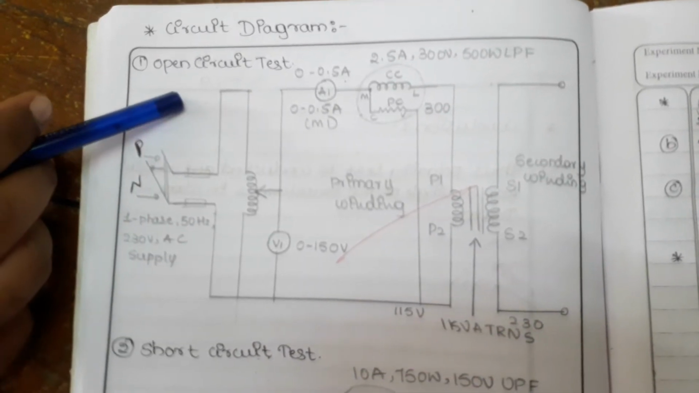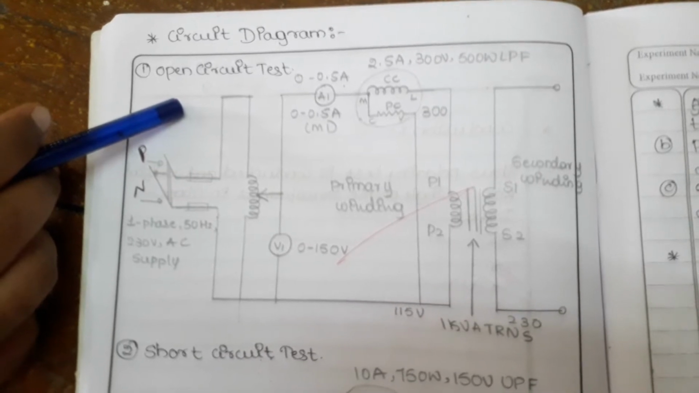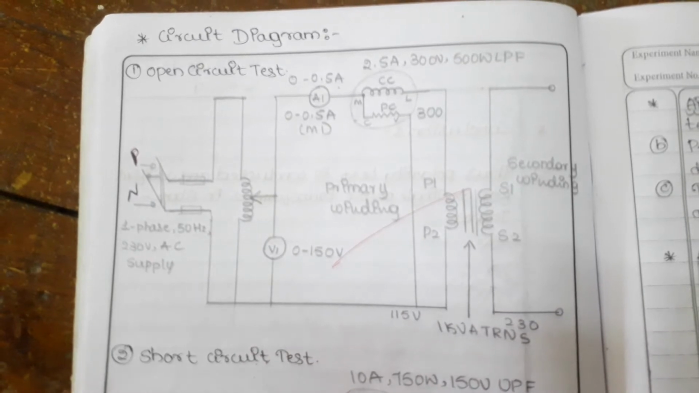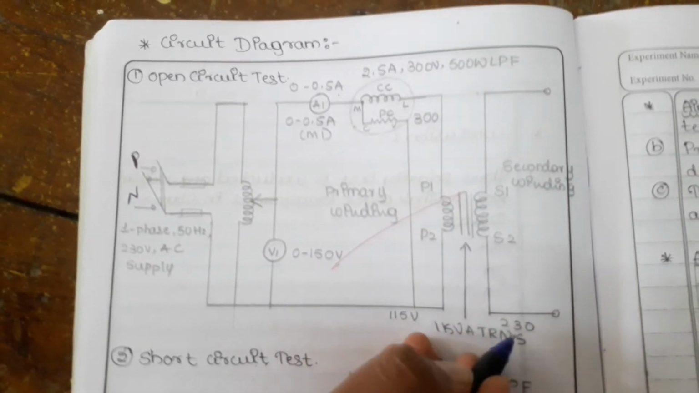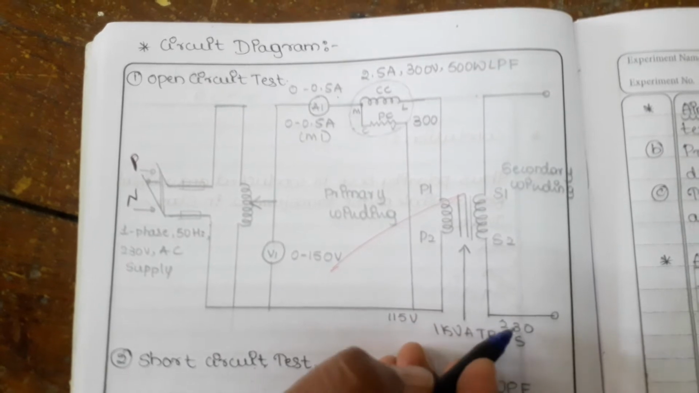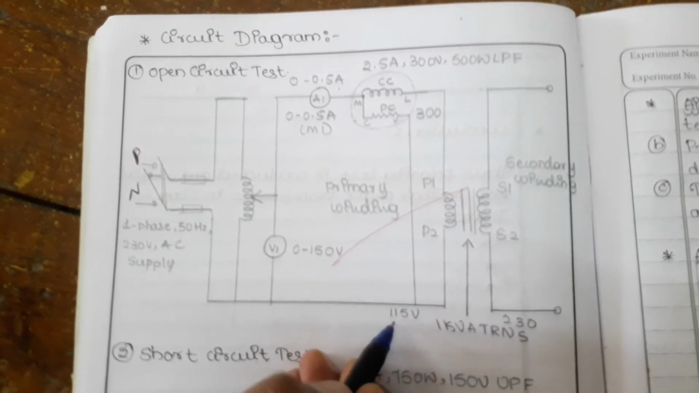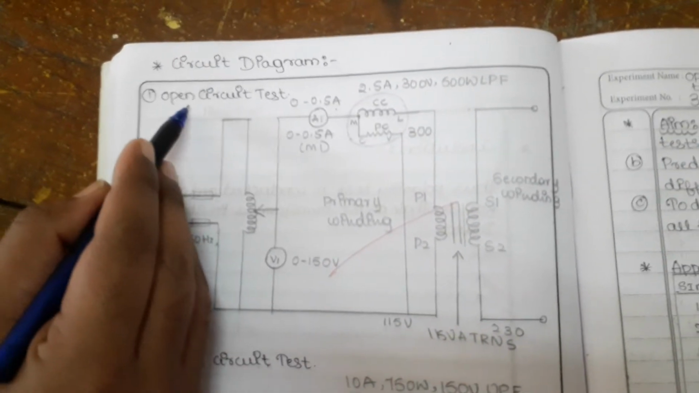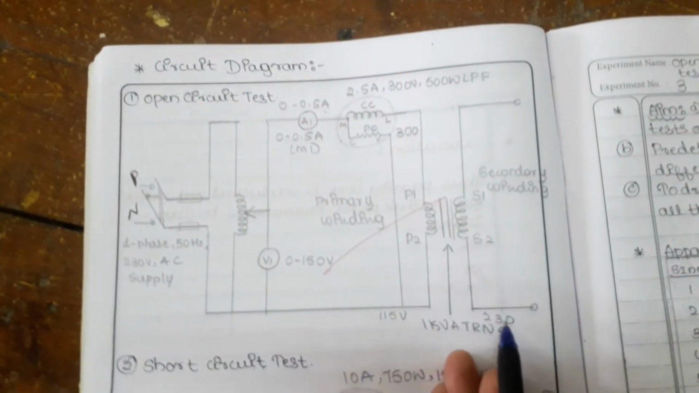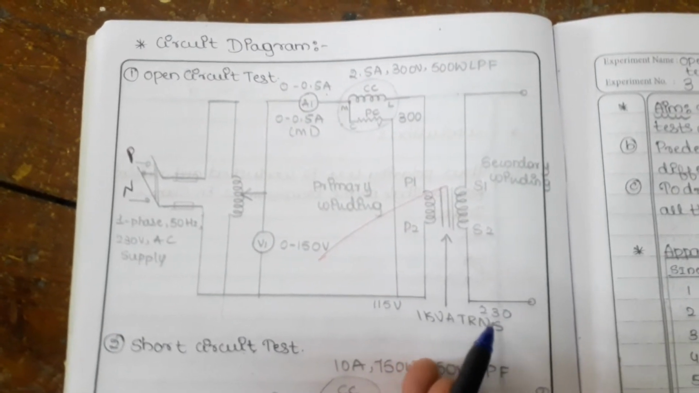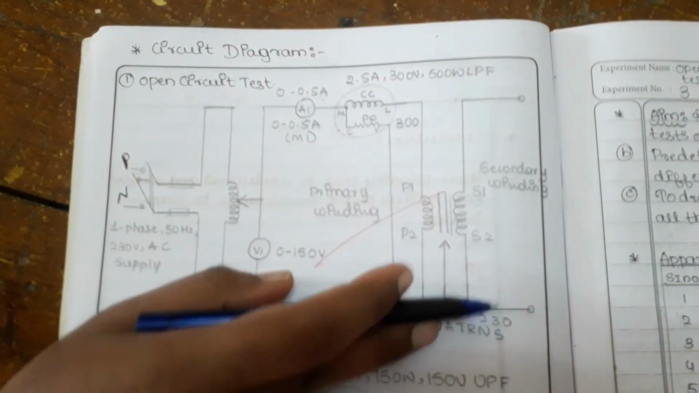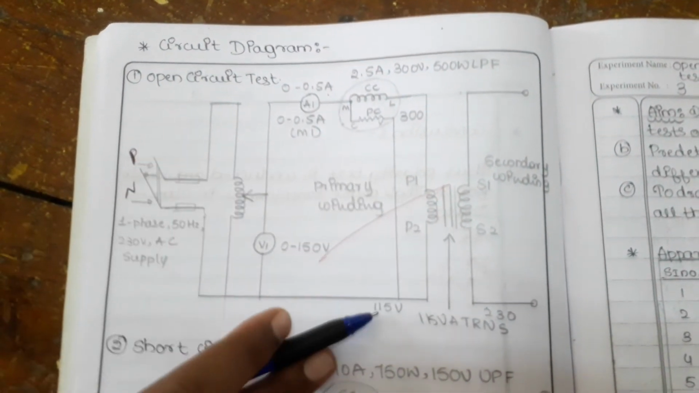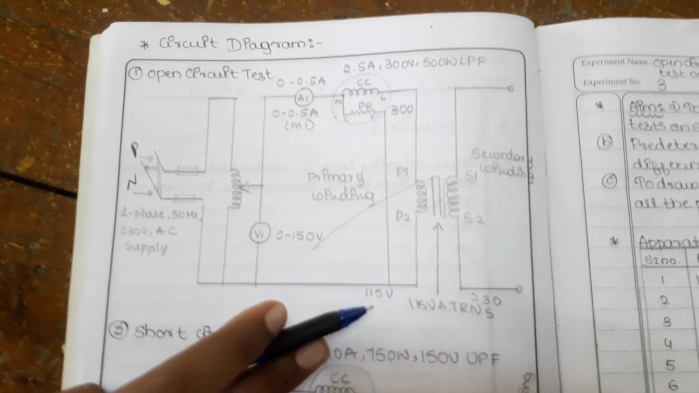For the open circuit test, remember we are using a 1 kVA, 230 by 115 volts transformer. On this side we have 230 and on the other side we have 115. Always remember, for the open circuit test the HV side is kept open. Here 230 is the high voltage side, which will be kept open, and all the instruments are connected on the primary side, that is, the 115 volts side.